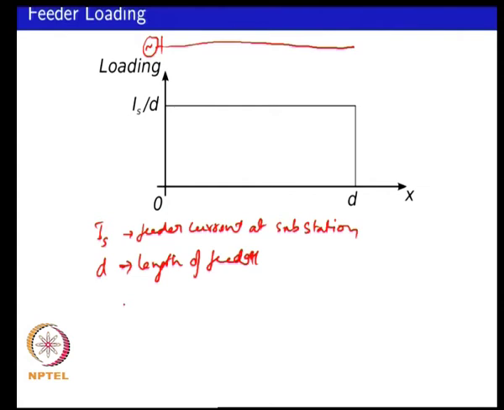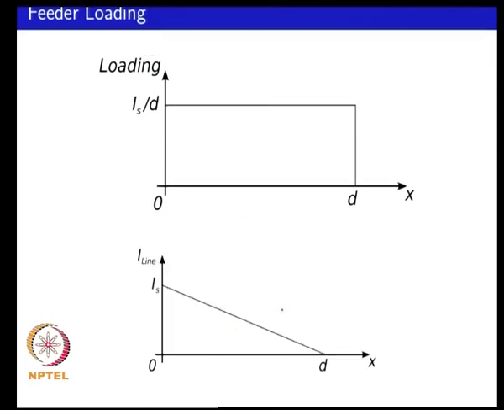And you can then calculate what your current would be all along the feeder. Your current would be the maximum at the substation end and would reduce to 0 at the very end of the feeder. So you have dI line by dX equal to IS by D, and because it is reducing as you go forward, you have a negative slope. So if you plot your I line as a function of distance along the feeder, you will get a current profile which has a triangular shape. So you can write an expression as I line of x.